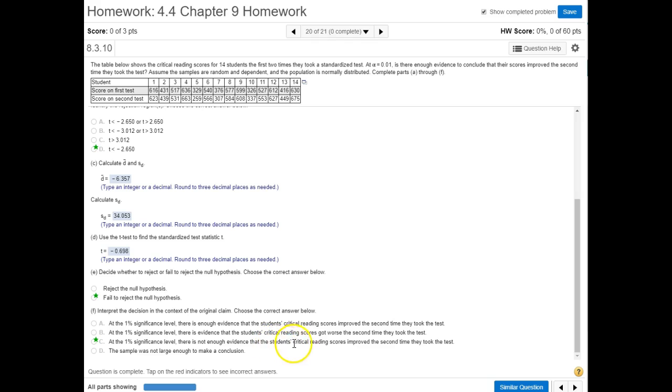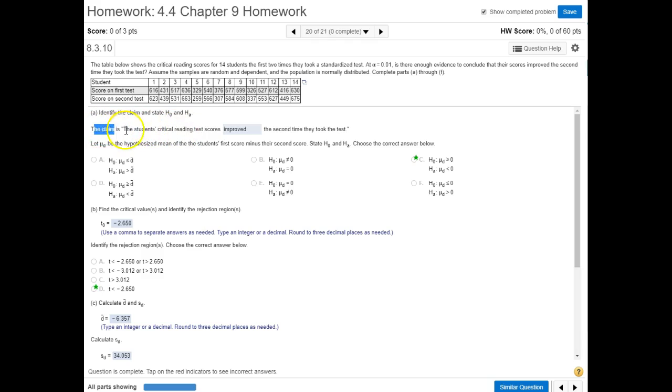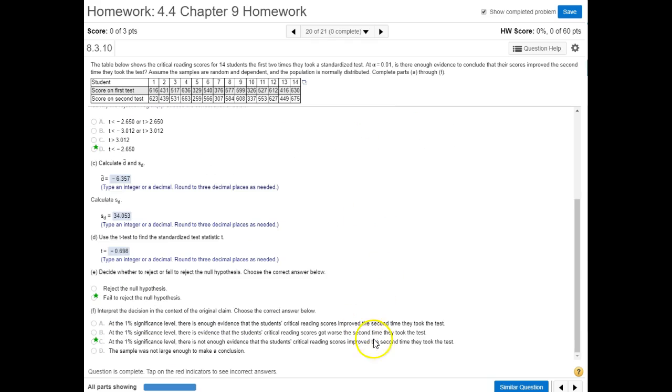There's not enough evidence that the student critical scores improved, so make sure that it's addressing the claim. Remember, here's the claim here. Make sure it's directly addressing the claim. So we don't want to change the wording like they have here. Sample size not large enough. That's ridiculous. So the students' critical reading scores improved the second time they took the test. There's enough. No, it's not. There isn't enough evidence that they improved because we failed to reject, which supports the null hypothesis. So it supports that they are equal. So yeah, the option C is the only way to go here.